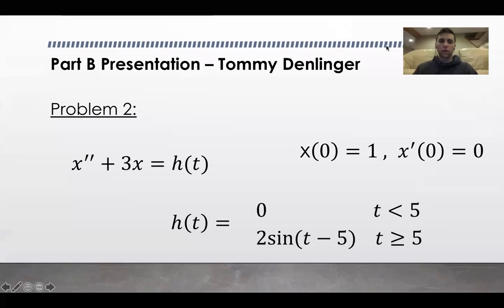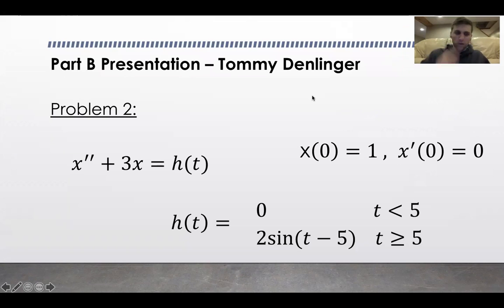Right, so I will be going through problem 2 of the 4 problems in part B as one of my problems that I'm presenting. This problem is set up as x double prime plus 3x equals h of t, where h of t is this function that is 0 whenever t is less than 5, and it is 2 sine of t minus 5 whenever t is greater than or equal to 5.